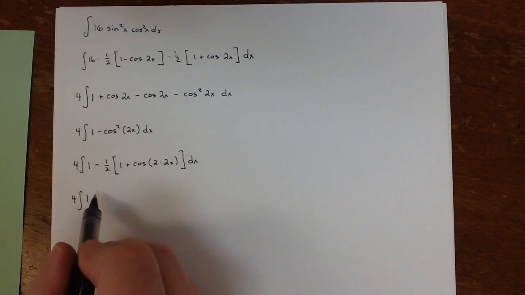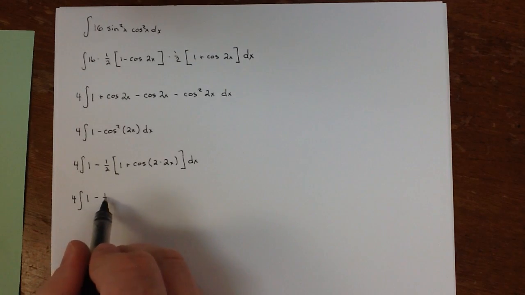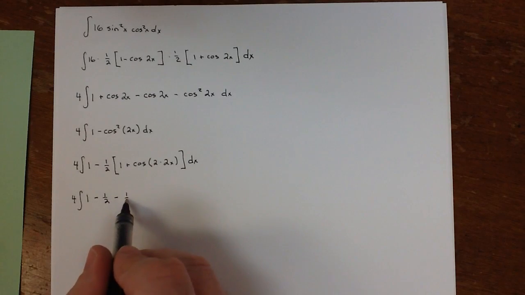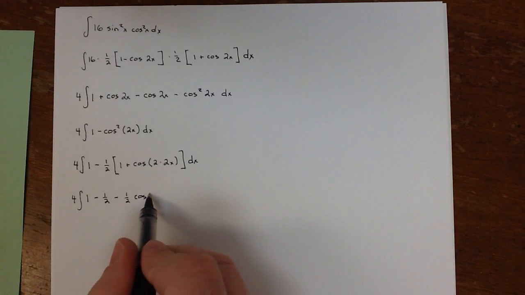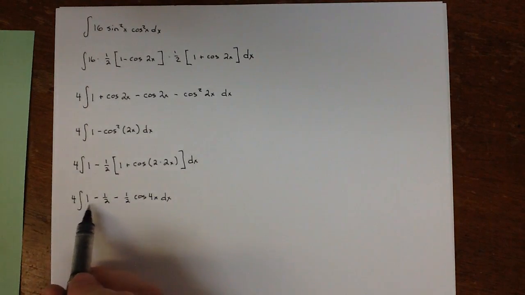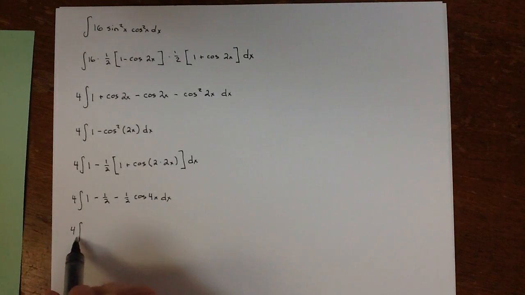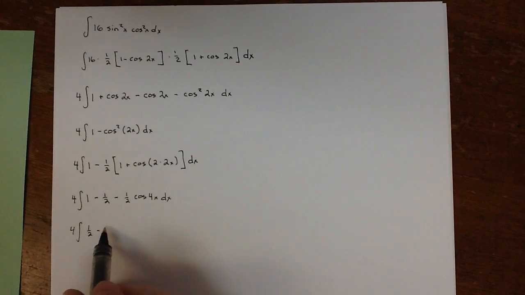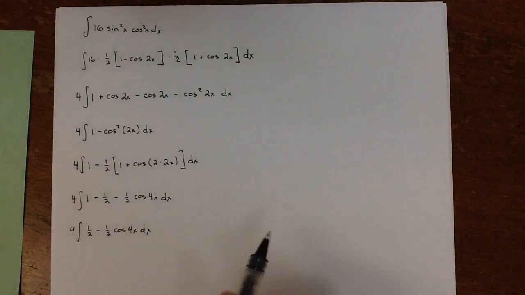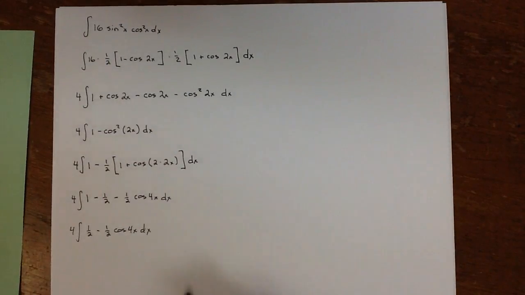So if I distribute my half through there, I get 1 minus 1/2 minus 1/2 cosine 4x dx. I can combine these together and get 4 times the integral of 1 minus 1/2 is 1/2 minus 1/2 cosine 4x dx. And this is an integral that I can do easily.